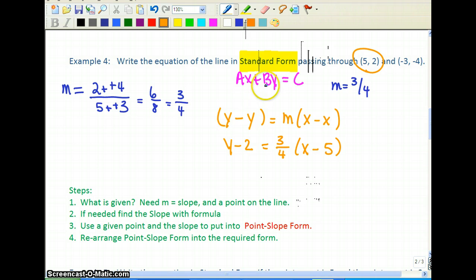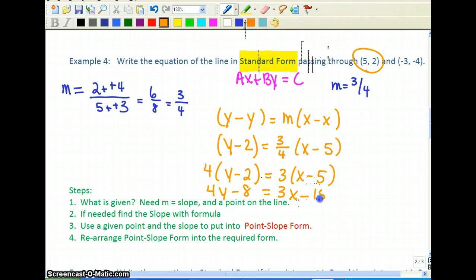Now we want to get the x and the y on the same side and get rid of fractions. Some people would like to distribute first. Some people want to get rid of the fractions first. Let's put that back in parentheses. I think you should get rid of the fraction first. So to get this 4 off of this side, we would multiply it over here, since it's divide. Now you may want to distribute. So 4y minus 8 is equal to 3x minus 15.